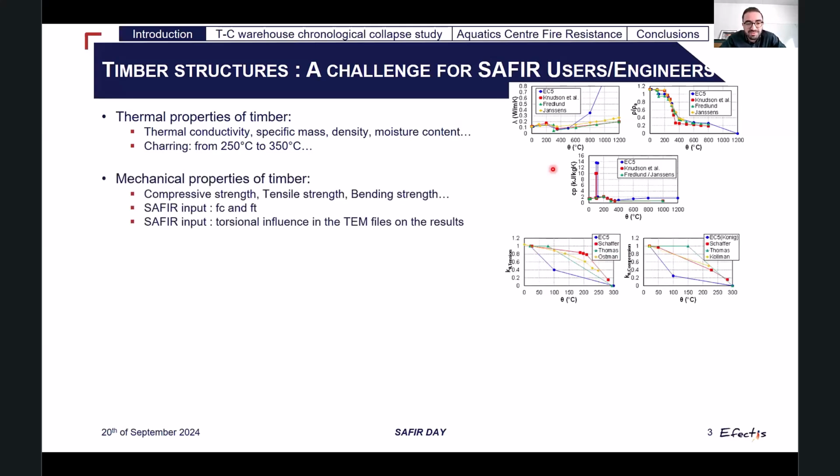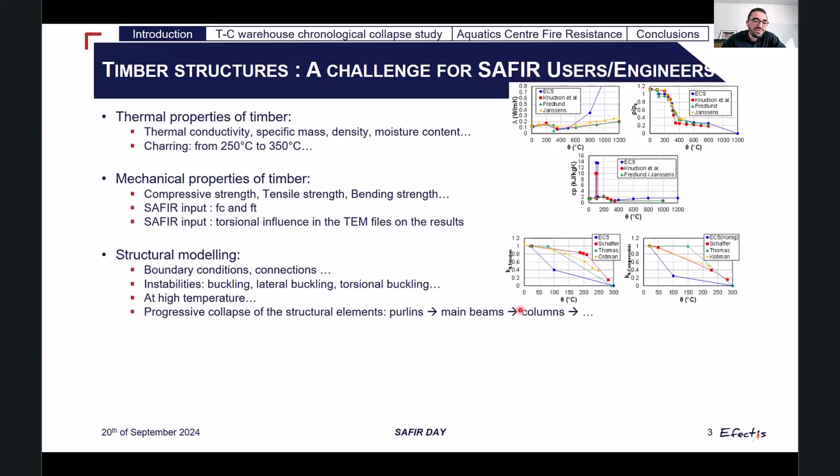We still have to face the mechanical properties challenge of timber, with the compressive, tensile, and bending stress. We also have to input fc and ft in SAFIR, so it can be quite challenging. We'll see that torsion also had a great influence on the results. And here also you have different evolutions of those properties with the temperature. But let's say that this part is also imposed by regulation codes or design codes.